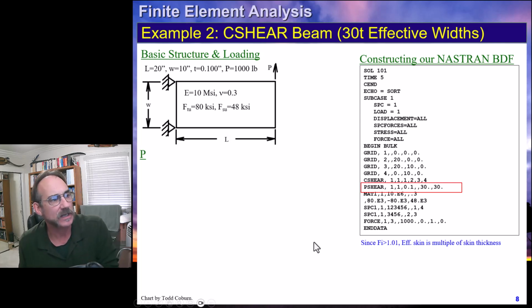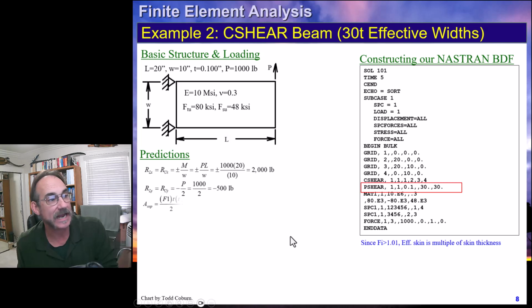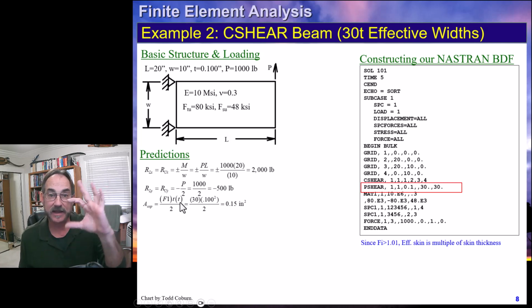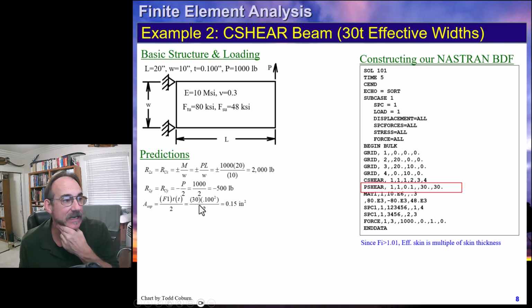Okay, so let's do our predictions here. Most of these are going to be the same, like our reactions will be calculated identically. Our cap areas are now different. It's this F1, that 30, times the thickness, so 30 times T, and then that's times the width, and then times the thickness is the total area. And we're going to put half of it in each cap. So that's how we do that.